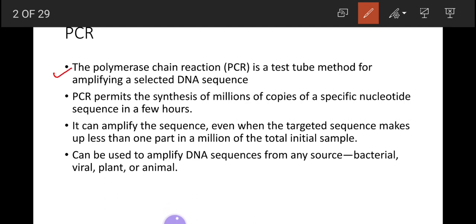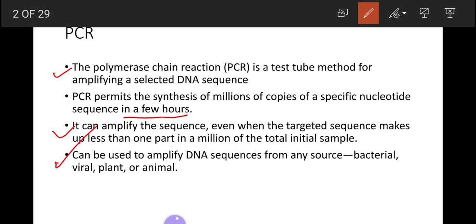PCR permits the synthesis of millions of copies of a specific nucleotide sequence in a few hours. So PCR takes much less time compared to other techniques for the amplification of DNA, like cloning. It can amplify the sequence even when the target sequence makes up less than 1 part in a million of the total initial sample. It means that it is a very sensitive method. It can even detect a very small quantity of DNA and do its work, which is amplification.